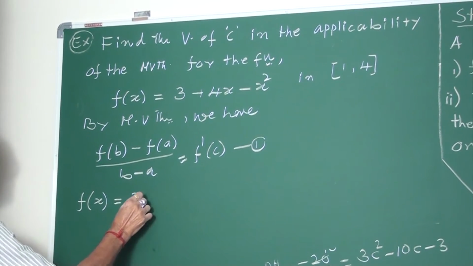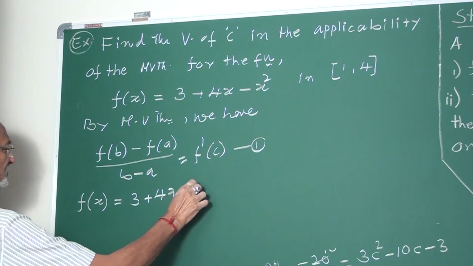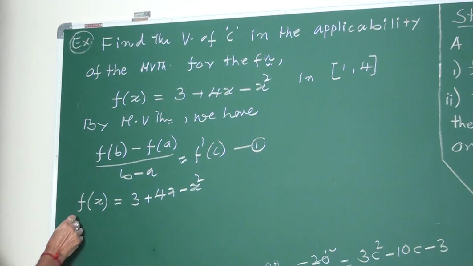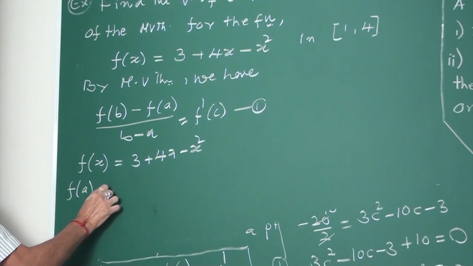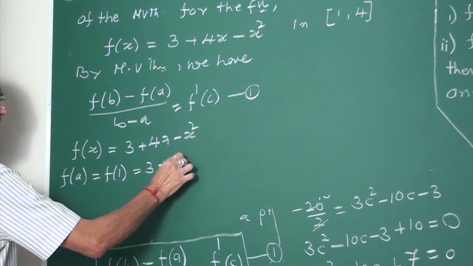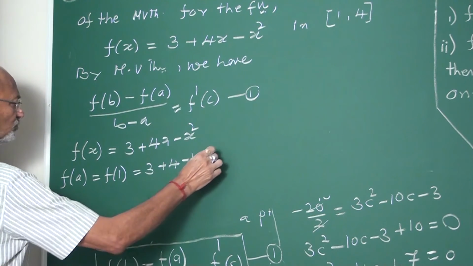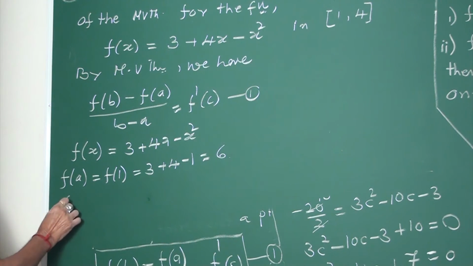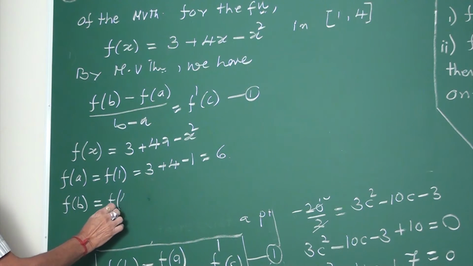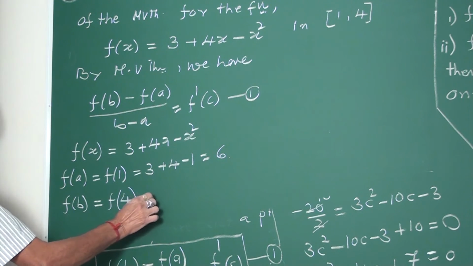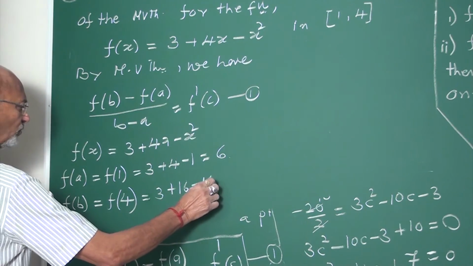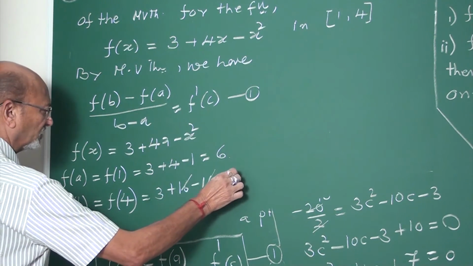What is f(x)? 3 plus 4x minus x square. Find both the ends. What is the interval? 1 to 4. f of a first, first end 1: 3 plus 4 into 1 minus 1, 7 minus 1 is 6. Then second end f of b is f of 4: 3 plus 4 into 4 minus 4 square, plus minus cancelled, 3.